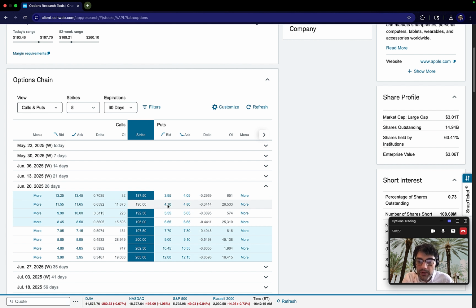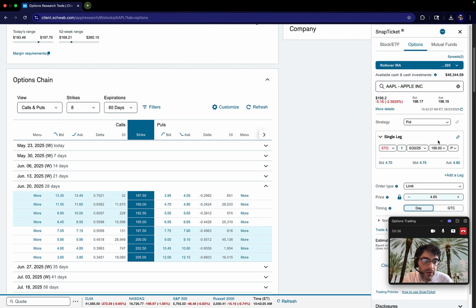We're going to go over and click where it says bid. We're going to click on 4.7. Okay, and we're going to see this window pop up, and notice that this says STO right here. So what does this mean? This means sell to open, and it's even color coded in red. We don't want to click on the ask price because we are selling this option.